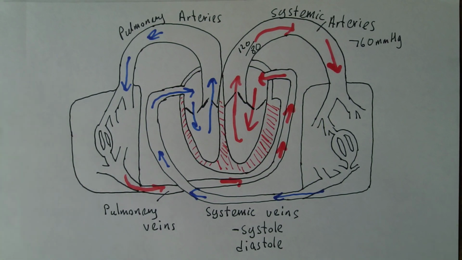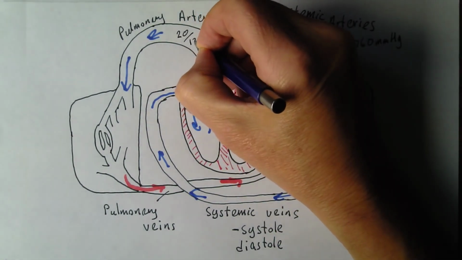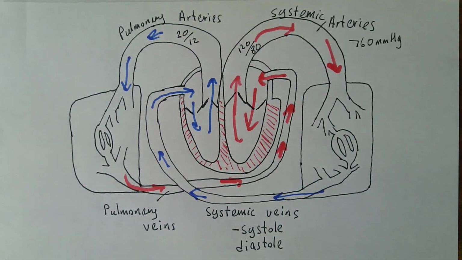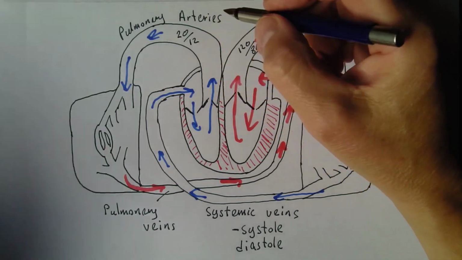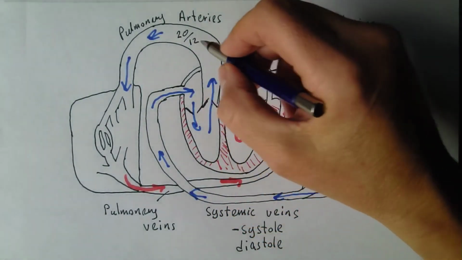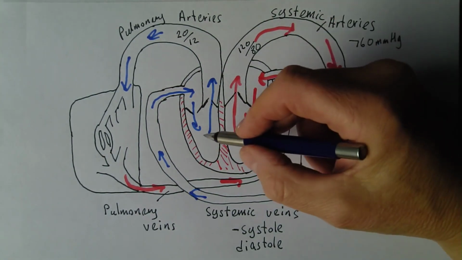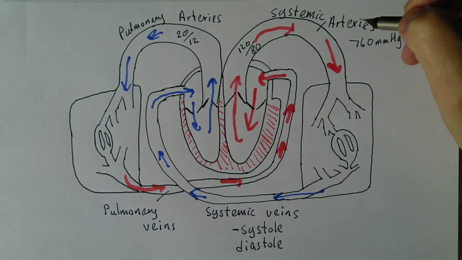So the pressure in the pulmonary arteries might be 20/12. I mean, they're going to vary a bit, but there's that kind of pressure. So 20 millimeters of mercury when the right ventricle is in systole, when the right ventricle is contracting. 12 millimeters of mercury when the right ventricle is not contracting, during diastole.